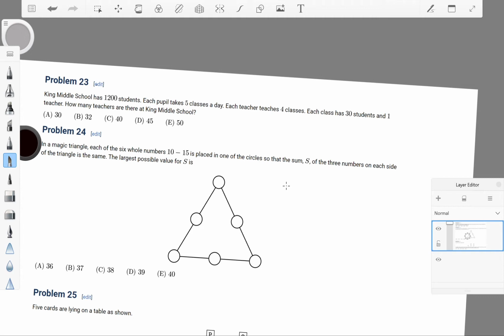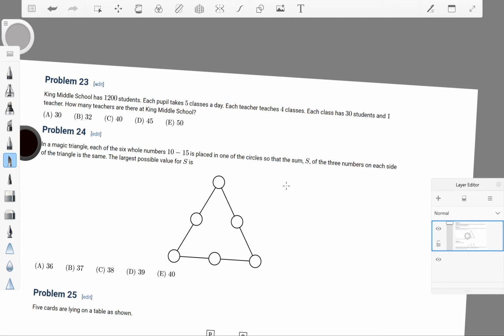This is part of an ongoing series of AMC8 and AJHSME problems in which we do all 875 of them, starting with the 1985 one, which is the one that we are doing today. We're doing problems 23 to 25, and let's begin.